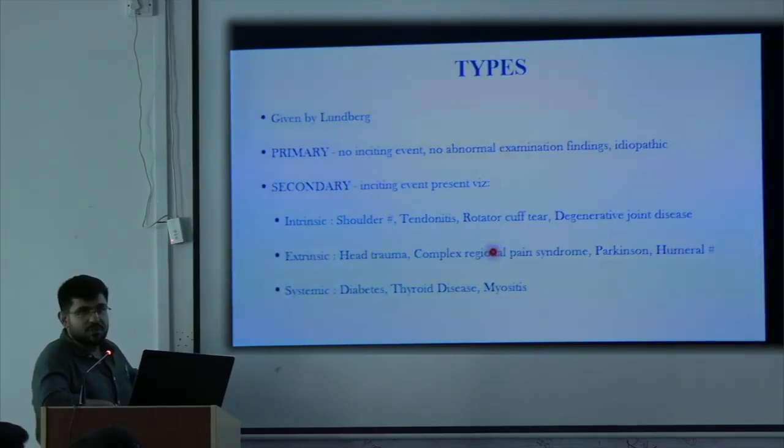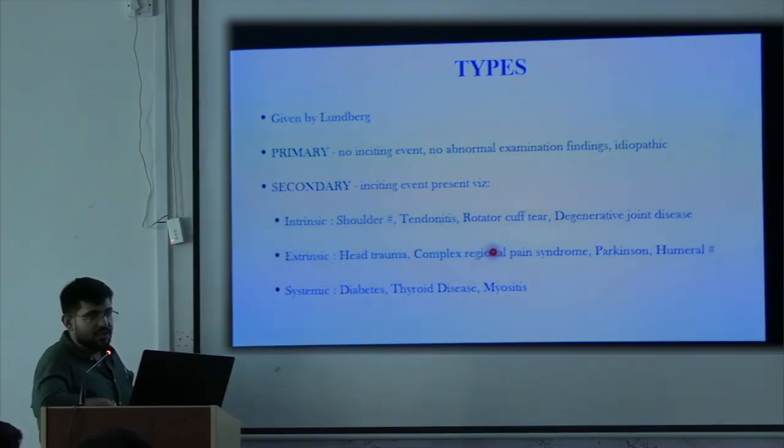Then comes the types of frozen shoulder, which was given by Lundberg. So there are two types of frozen shoulder. One is the primary and the other is secondary. What do we mean by primary adhesive capsulitis? In this, there is no inciting event and no abnormal examination finding, and it is usually idiopathic. But in secondary, as you can remember by the term, it occurs after some inciting or triggering event. There are three situations where frozen shoulder can happen.